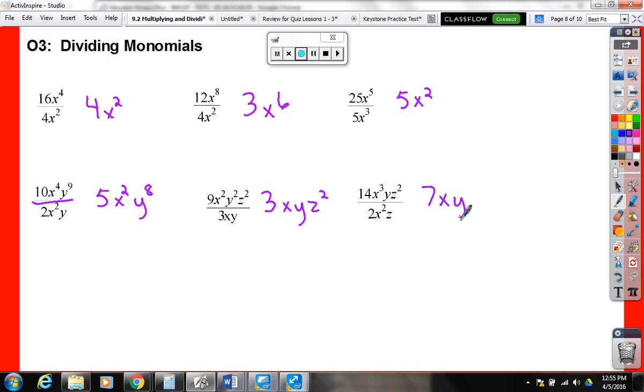Y. Is that a Z? Yeah, that's a z. You have z to the second up here, z to the first here. That becomes z to the first, or just z.